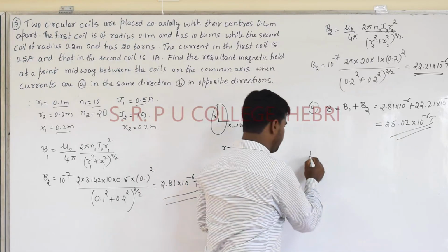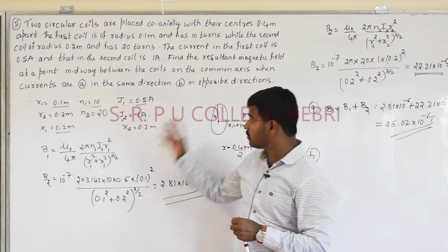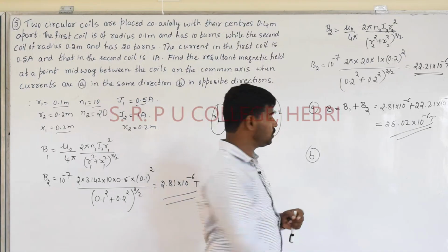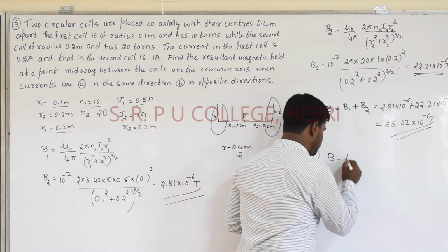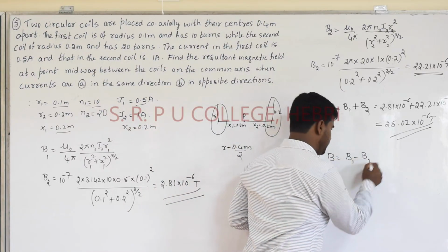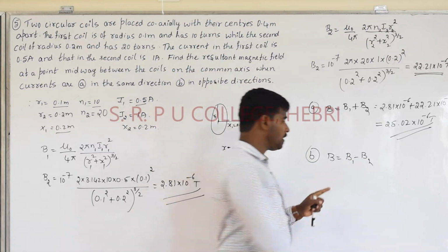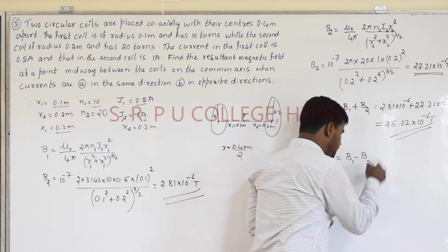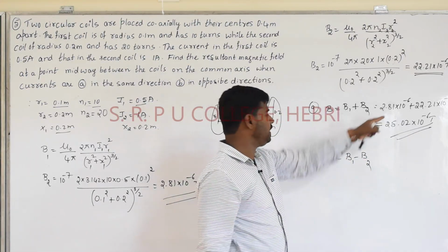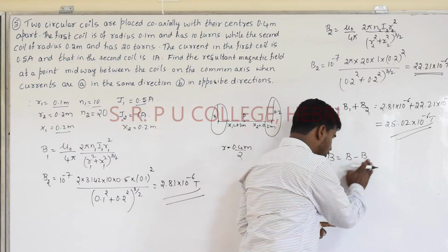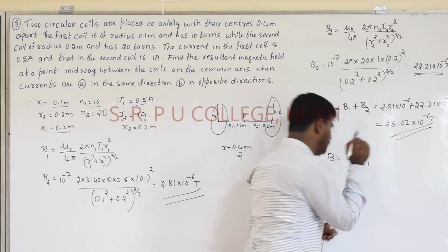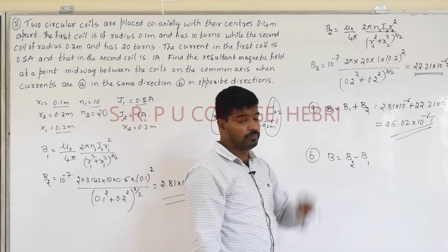Therefore that is equal to 25.02 something into 10 raised to the power minus 6 Tesla. Now for question number B, what is the question? The currents are in the opposite direction. When the currents are in opposite direction, the resultant is B1 minus B2. Again, it will be B2 minus B1, otherwise the value will be negative. Magnetic field is not written as negative. Therefore B is equal to B2 minus B1.